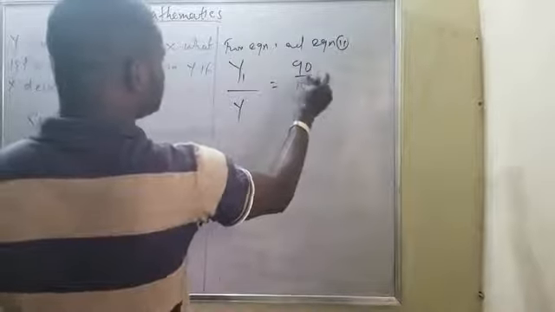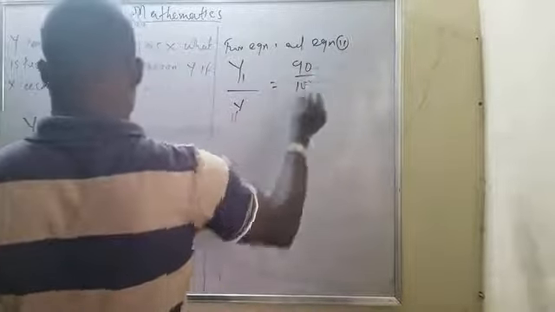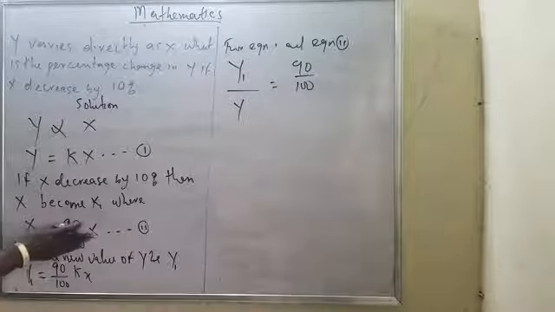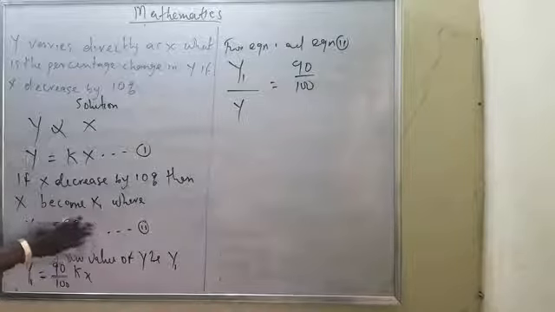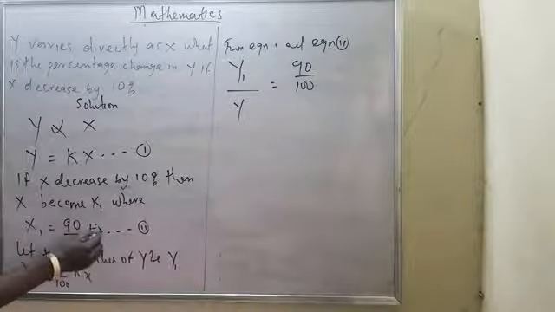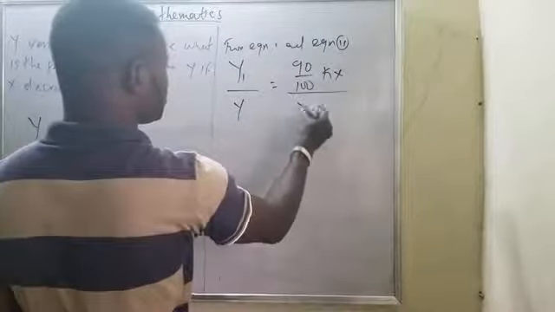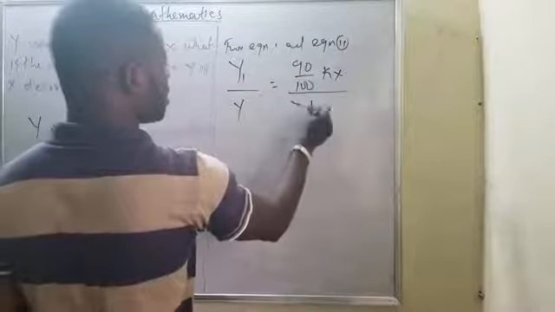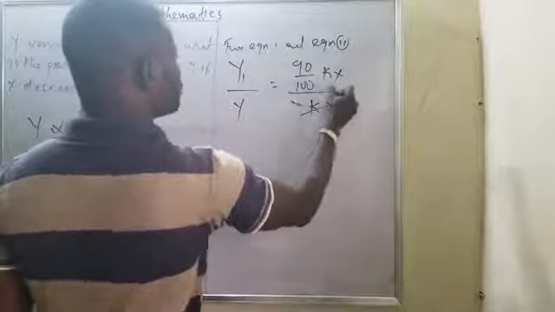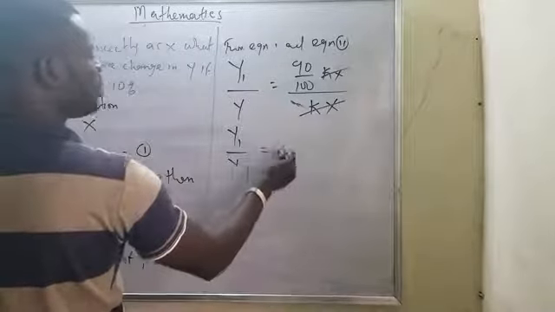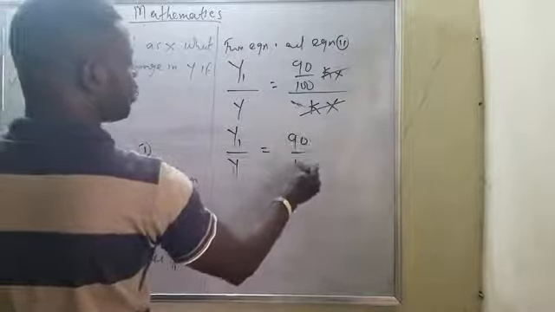90 all over 100. There will be k here, kX divided by kX. This will cancel this. Now Y1 all over Y equals to 90 divided by 100.